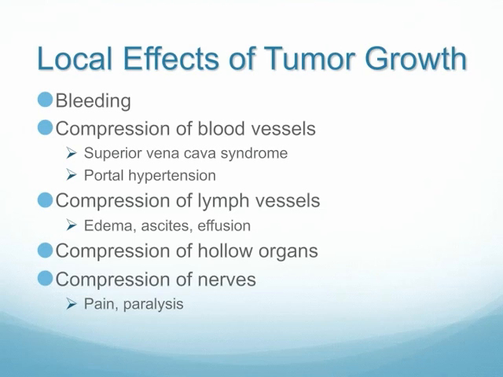We can also see portal hypertension, which can then lead to the patient developing gastrointestinal bleeding, such as is caused by esophageal varices. We can have compression of our lymph vessels, causing edema, ascites, and effusions to different parts of the body, so we can see that occurring. We can have compression of our hollow organs. One of the largest hollow organs in the body is the GI tract, so we can see some severe problems here in the GI system, or compression of nerves, which can cause either pain and/or paralysis occurring in the patient.